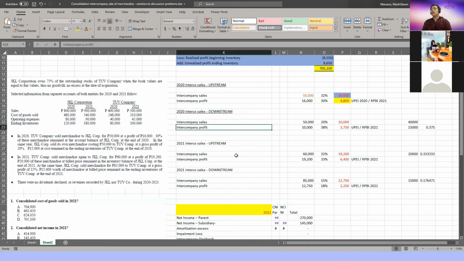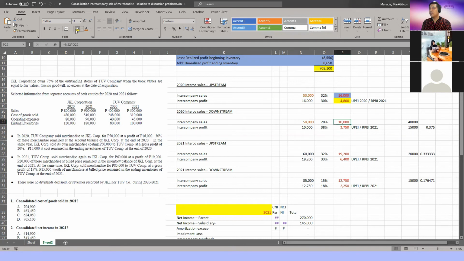Okay. Paano naman yung sa downstream sales? No? So, si JKL nagbenta kay TUV. Magkano? 50,000. At the gross profit of 20%. No? So multiply by 20%, so that's 10,000 pesos. Now, 10,000, 15,000 at cost remain in the ending inventory. Magkano daw yung cost? No?